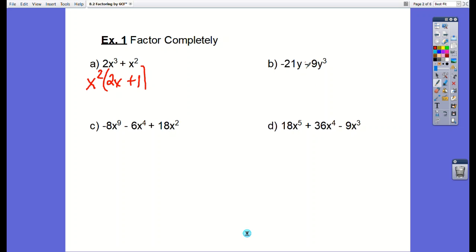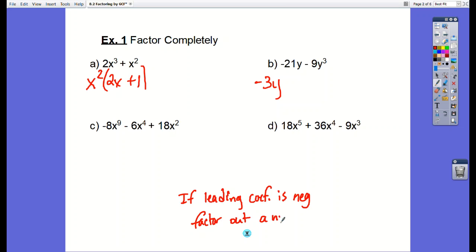Lily, what about part B? What did you write as your common factor, your greatest common factor? Negative 3y. So negative 3y and 3y are both correct. You should use negative here and in part C. And I would go ahead and factor out the negative if your leading coefficient is negative. Now, what is the leading coefficient, everybody, for part B? I'm just curious.